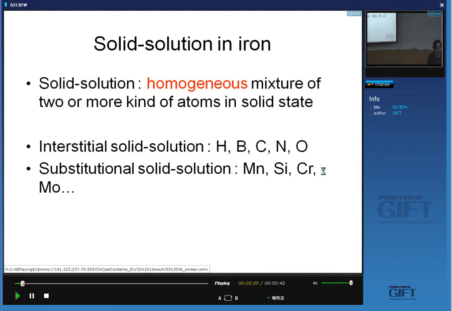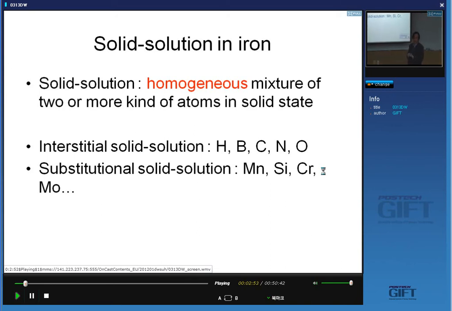The most important concept in iron and its alloys is solid solution. And what is solid solution? A solid solution is a homogeneous mixture of two or more atoms in the solid state. You may be familiar with a solution in liquid. For example, when you mix salt and water, it forms a liquid solution. The same concept can be applied to the solid solution. It's a kind of random mixing of two or more kinds of atoms.